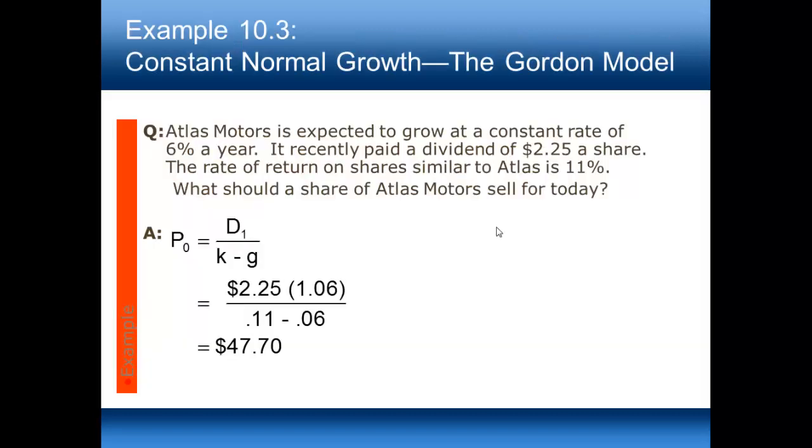So in an example like this, we would see that if we are paying $2.25 of dividend, and we're looking for 11% of return, and that dividend grows by 6% per year. We're going to take this year's dividend, $2.25. We want to increase that by 6%, multiplying by 1.06, and we'll divide it by the rate of return, 11%, minus the growth rate. The result of this equation, $47.70, would be the price for this share.